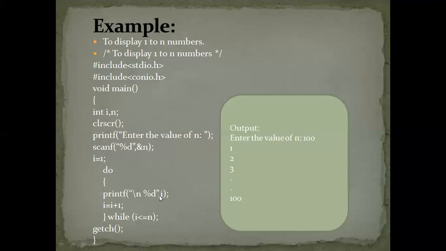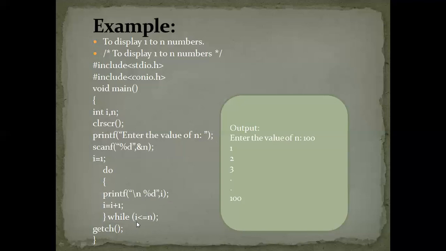So I have told you, even if the condition is false, it will execute at least once. Now again the I value will be incremented by 1. Now the I value becomes 3. So, 3 is less than or equal to 100, isn't it? Yes. The condition is true. Again it will go back and display.